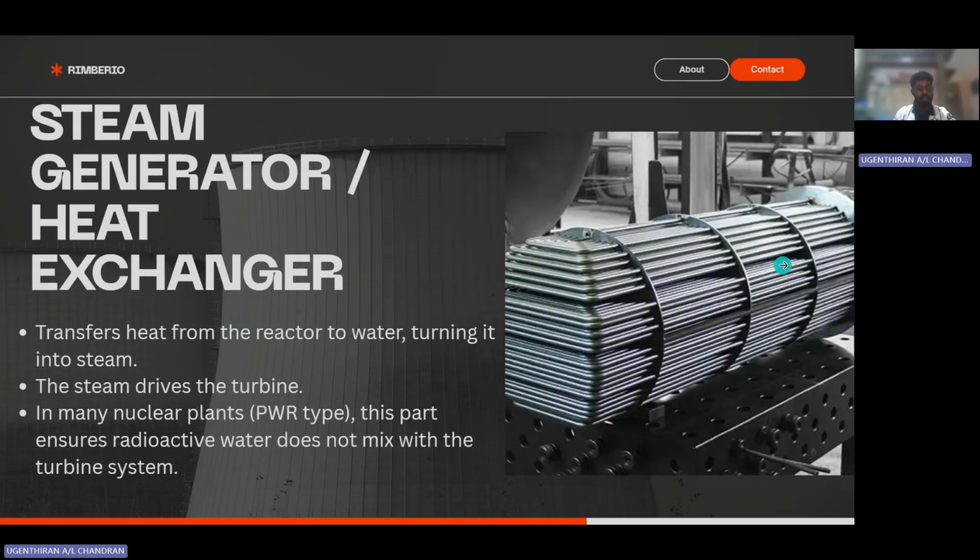Thirdly, steam generator and heat exchanger. With the example picture on the top right, it transfers heat from the reactor to water, turning it into steam. The steam drives the turbine and also ensures radioactive water does not mix with the turbine system.